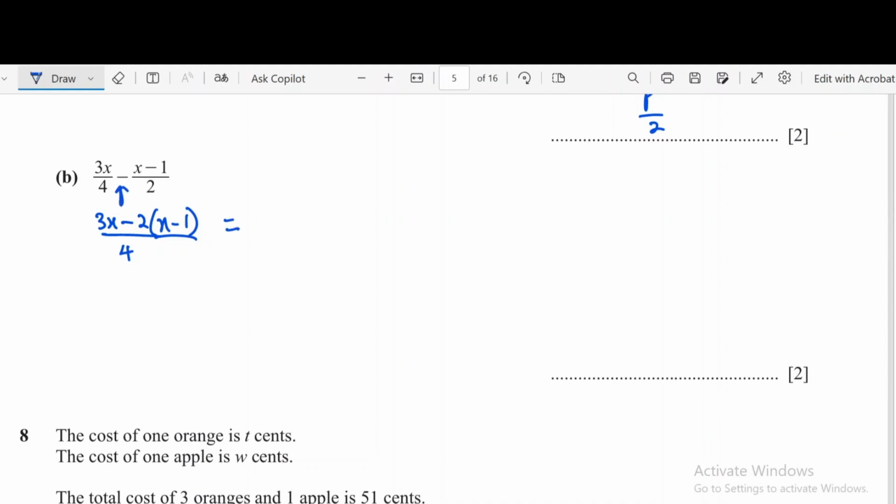Okay. So now we have 3x minus, open this bracket, that's 2x, then minus 2 times minus 1 is plus 2 all over 4. 3x minus 2x is x, then plus 2 all over 4. All right, so that will be the final simplification, x plus 2 all over 4.